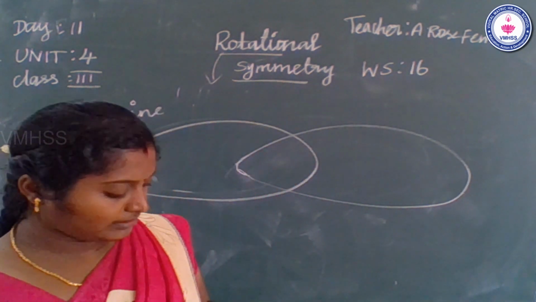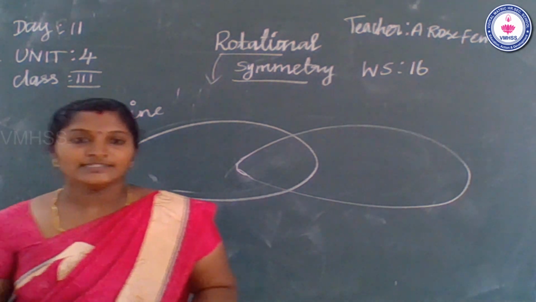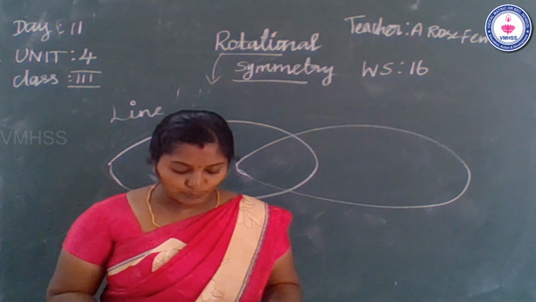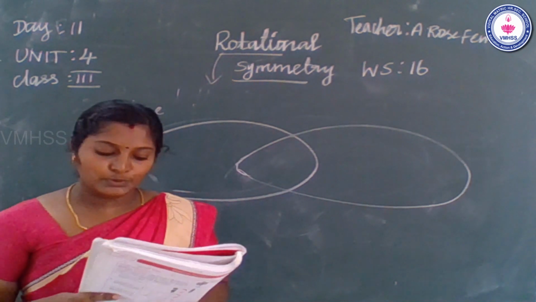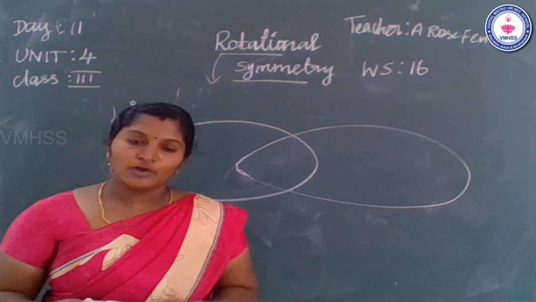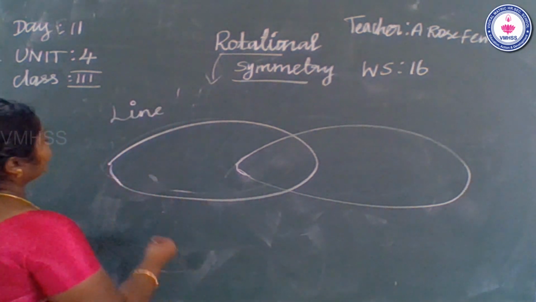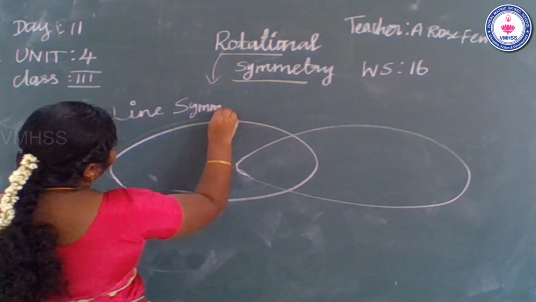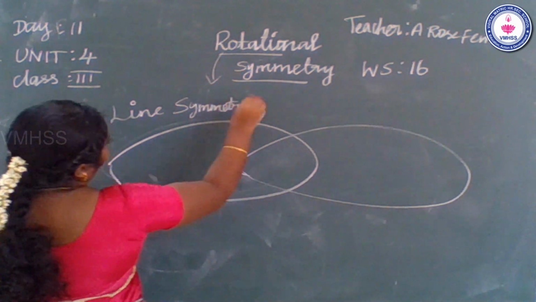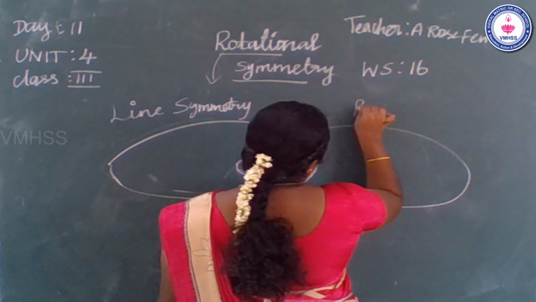Children, listen. So you take page number 91. Students, take page number 91. Okay, now we go to identify. So which one is line symmetry or rotational symmetry? Okay, so first one is line symmetry. So first one, title: line symmetry. Okay, so next one, rotational symmetry.